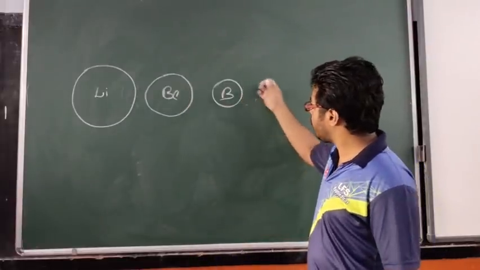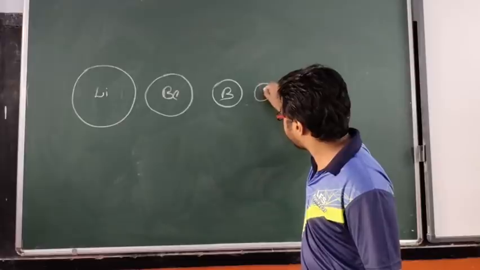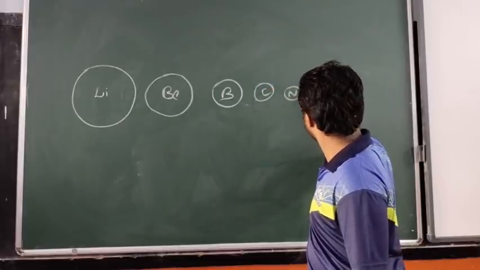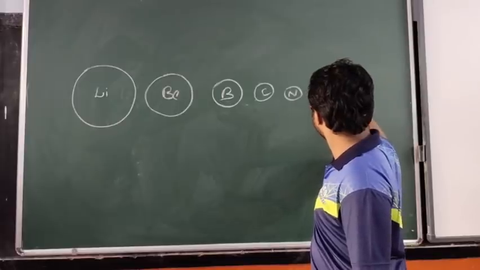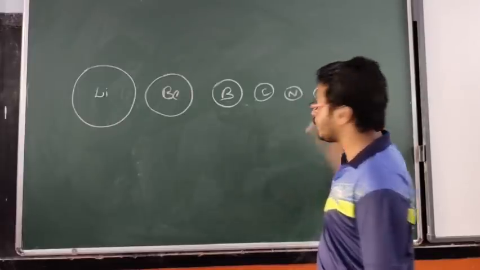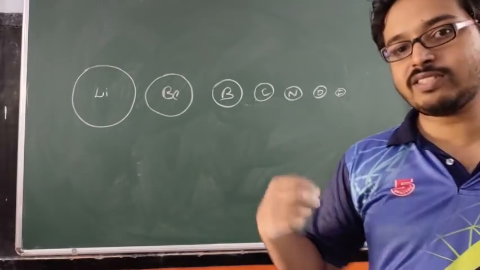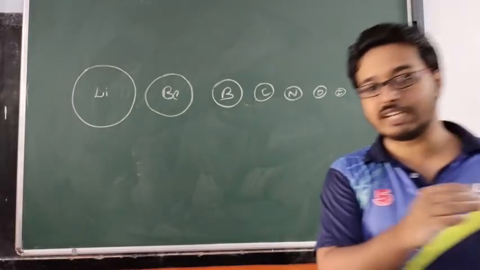So after boron, carbon, nitrogen, oxygen, fluorine. Okay, I am drawing only up to fluorine. Noble gases are having some exceptions. You will study that later at the end of the chapter.